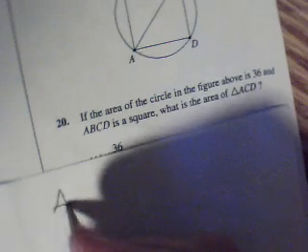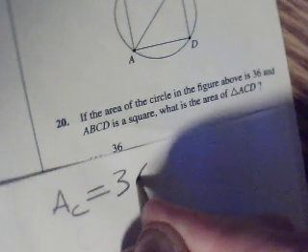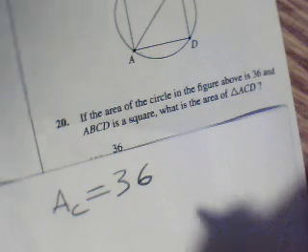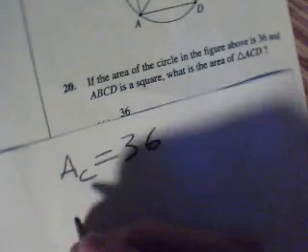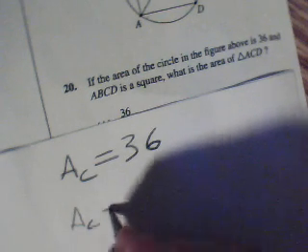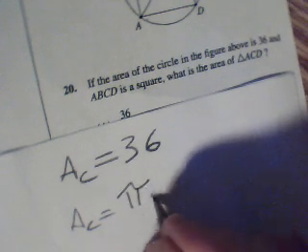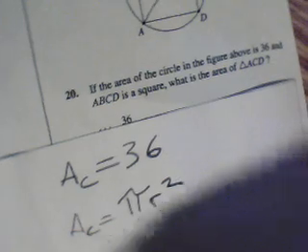Area of this circle is going to equal 36. Now we do know what the formula is for area of a circle. That's going to come out to be pi r squared. Pi times the radius squared. So let's set 36 equal to that.